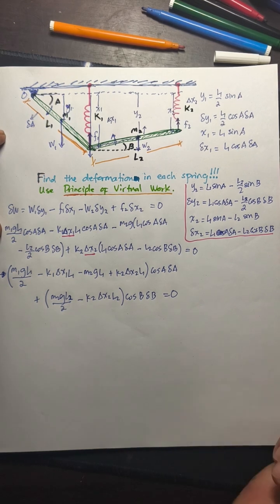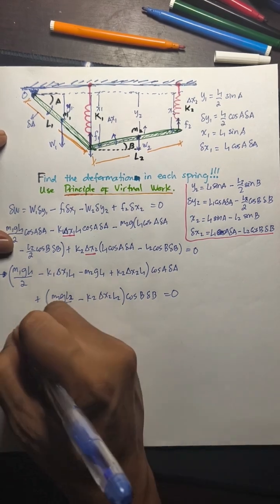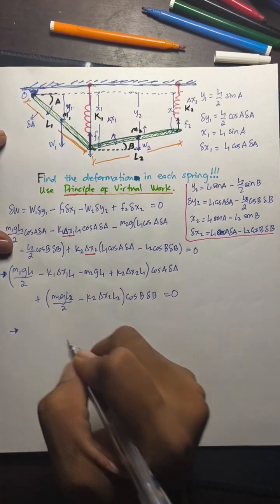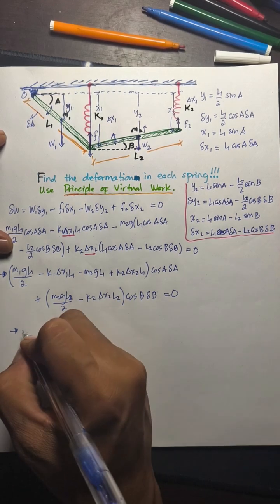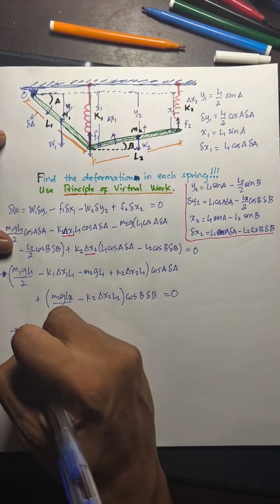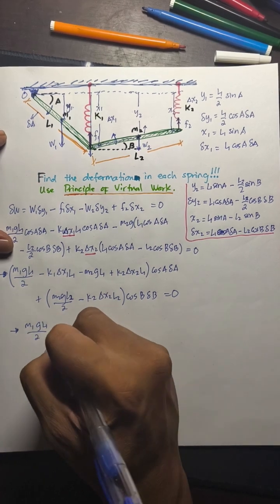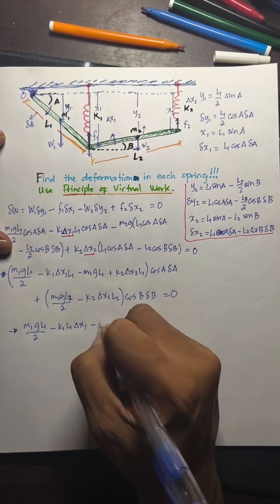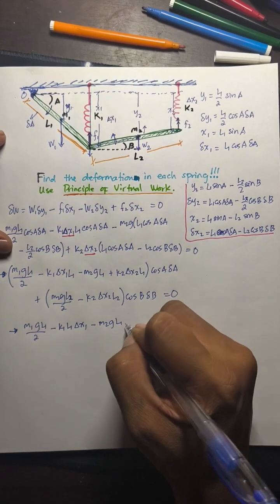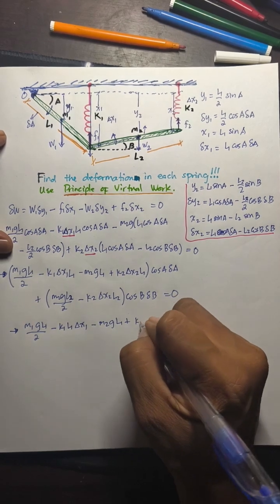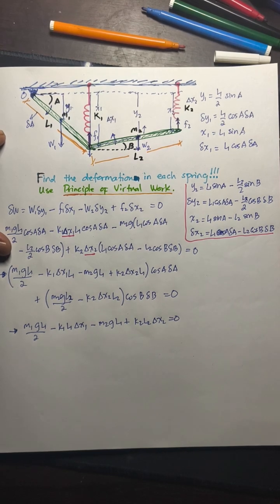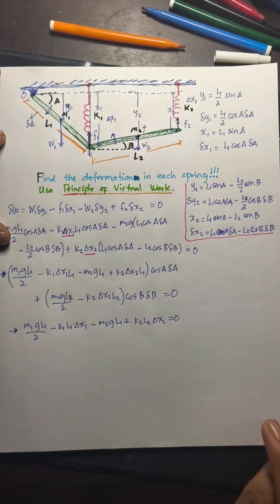So let's do that. Our first equation now would be, let's separate. We have here M1G L1 over 2 minus K1 L1 delta X1 minus M2G L1 plus K2 L2 delta X2 equals 0. So we have two equations and two unknowns, so we can solve this now. Let's solve this one first.